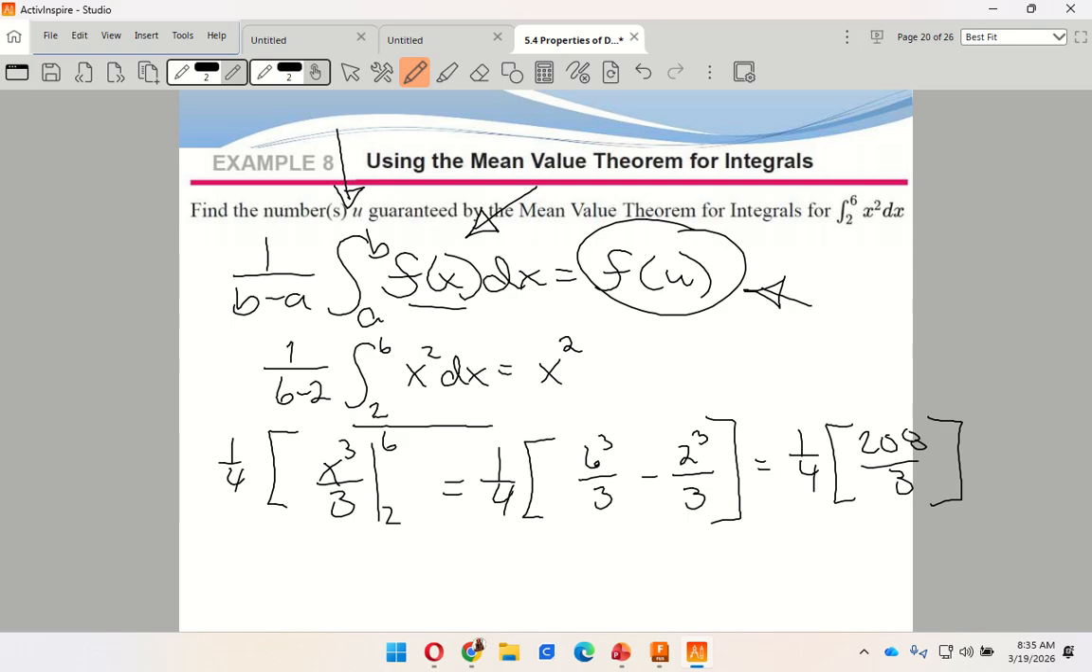208 divided by 4 is going to give me 52. Right? So that's 52 over 3, which is equal to my f of u. And my f of u here is x squared.